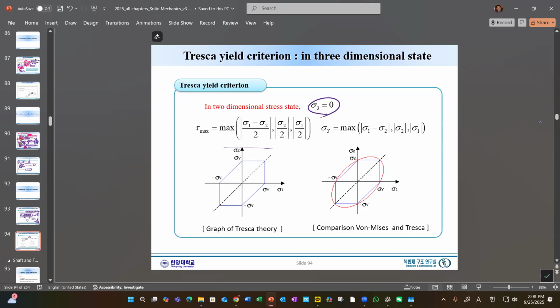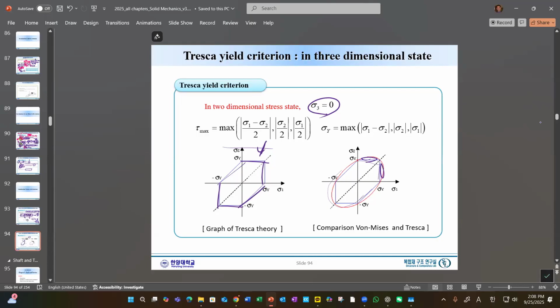Then this equation is simple. We can draw it like this and like that. You can easily find this graph from this, it's not that difficult. And compare with the Von Mises. Von Mises, we had this one, and Tresca has this one. Those two theories give us a slightly different region, especially here and here.